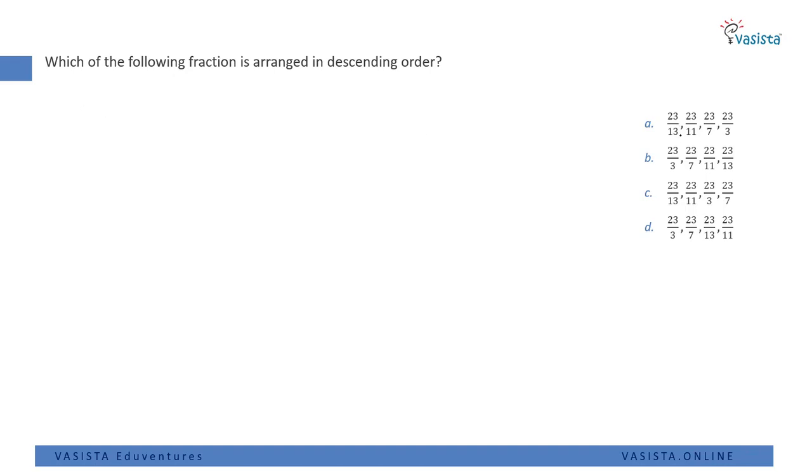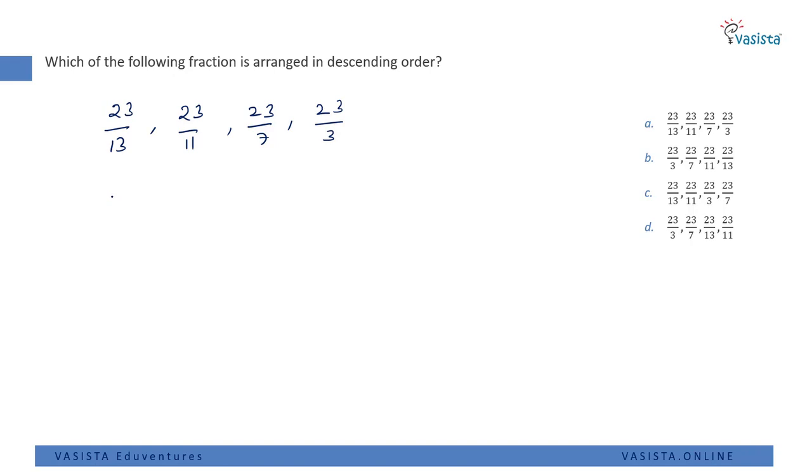So let me write down 23 by 13, 23 by 11, 23 by 7, 23 by 3. Descending order in the sense, first you need to go with the bigger one and later the smaller one. Now check it out by observing this, so start working on this. 23 by 13.